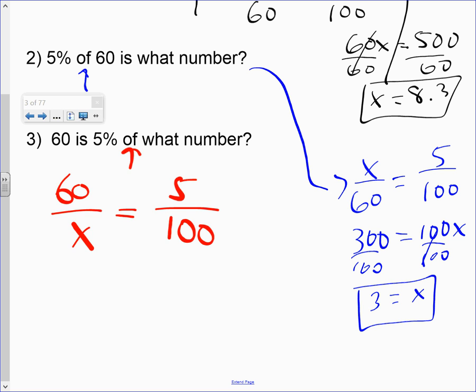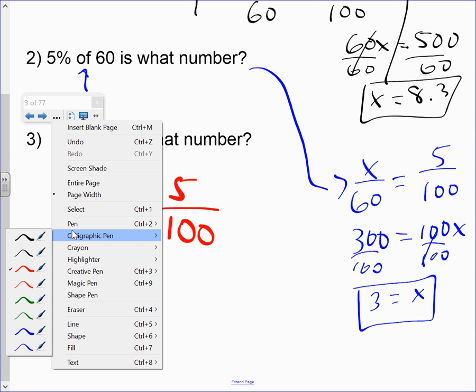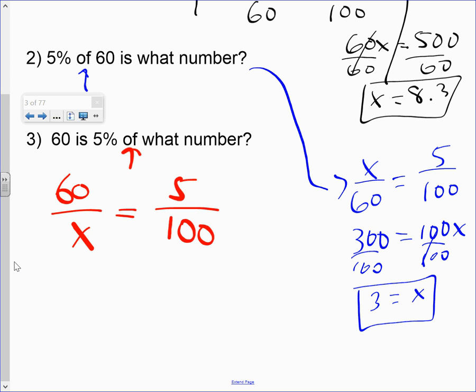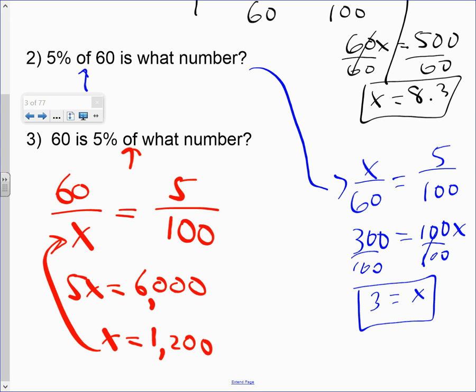Let's cross multiply. 5x. Thank you, help me out. Thanks. 5 times x is 5x. 60 times 100 is, I think, 6,000, if I'm not mistaken. 6,000 divided by 5 is 1,200. So 60 out of 1,200 is actually 5%. 60 is 5% of 1,200, right? So the denominator is the whole.